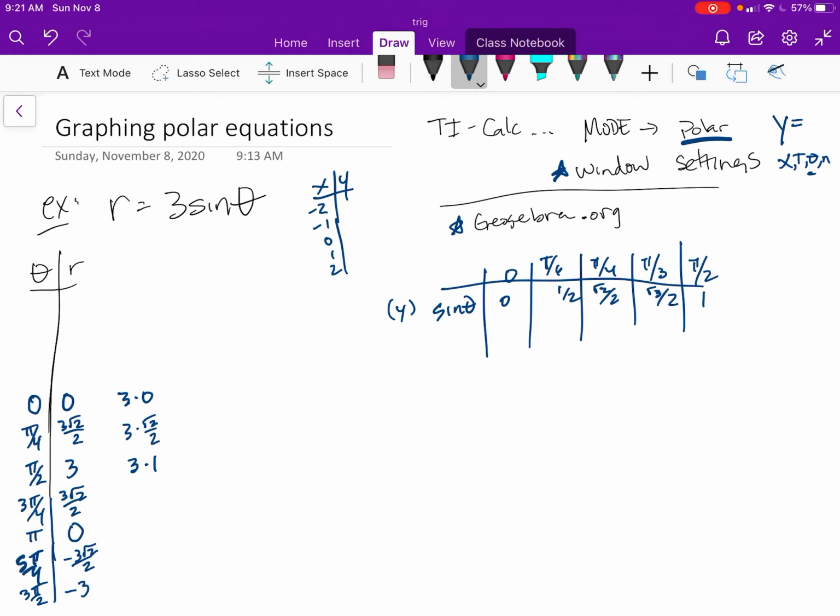All right, so when we go to the negative angle, negative pi over 4, sine is again negative, we get -3 root 2 over 2, and then negative pi over 2 is the same thing as 3 pi over 2. We're here, and so we get -3. All right, let's start picturing what's going on here.